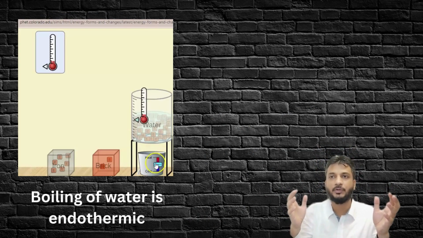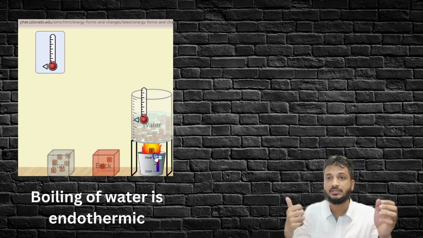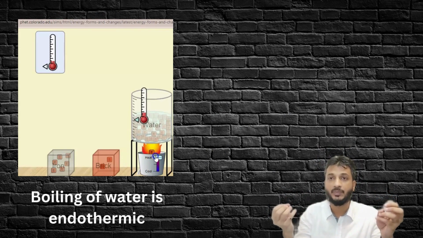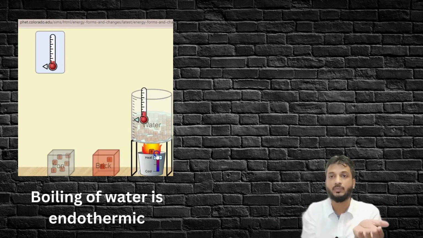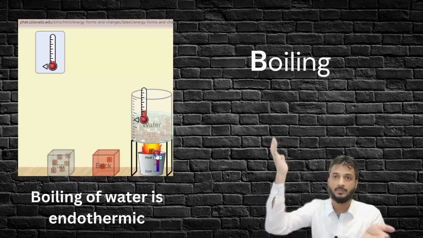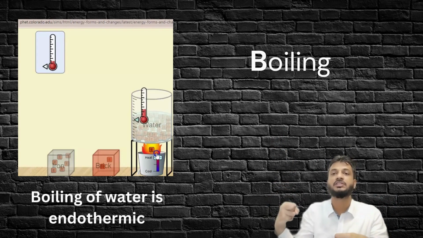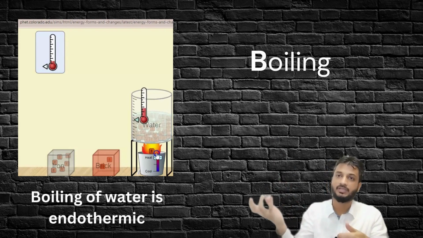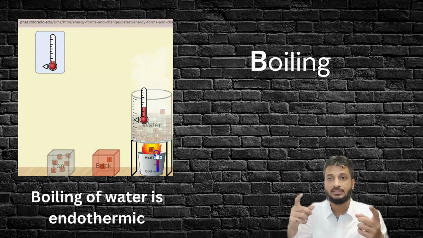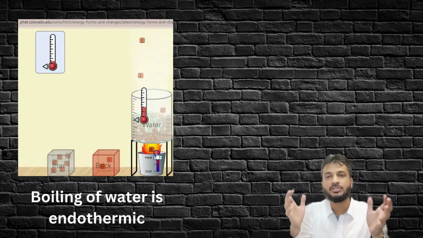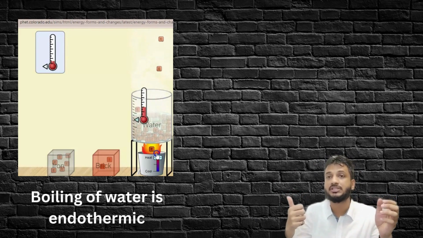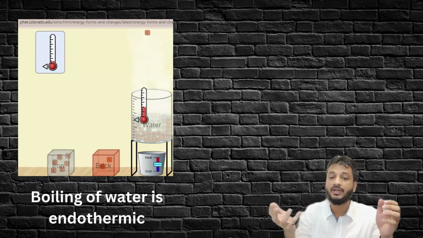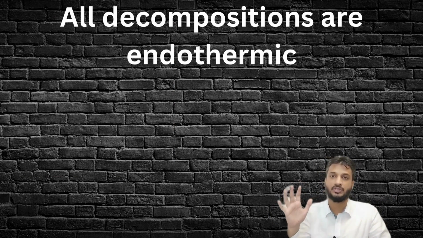Other examples of endothermic are evaporating liquids. So when we have a liquid and we heat it, it becomes vapor. Why? Because it takes the energy and it forms the vapor. So that's endothermic. Other examples of endothermic are photosynthesis, evaporating liquid, and most of the decomposition reactions.